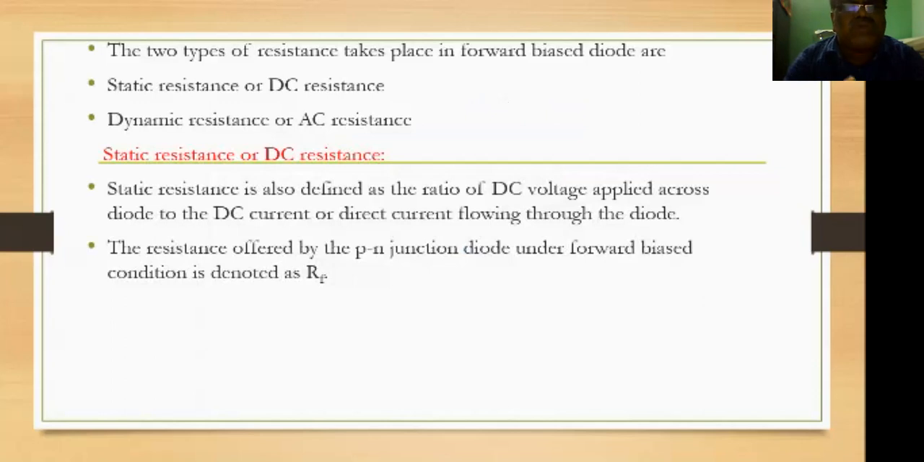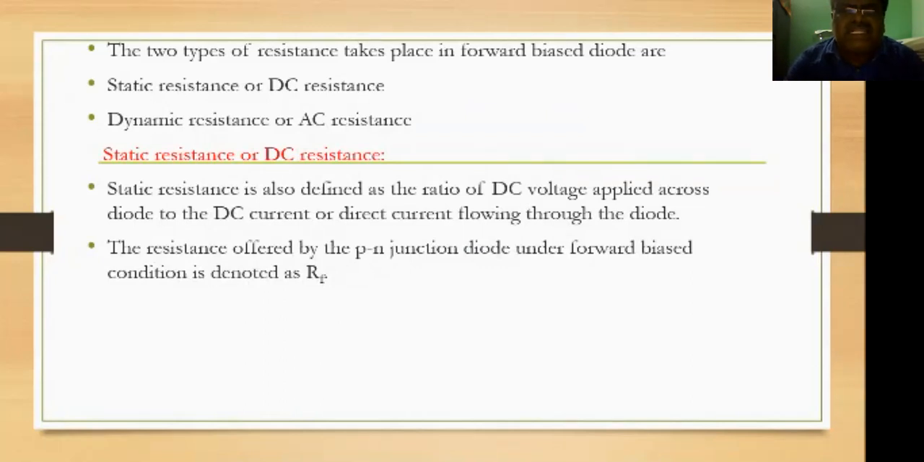So the two types of resistance that take place in a forward biased diode are static resistance or DC resistance, and dynamic resistance or AC resistance. What is the static resistance? Static resistance, or DC resistance, is defined as the ratio of the DC voltage applied across the diode to the DC current, or direct current, flowing through the diode. DC means direct current, AC means alternating current.